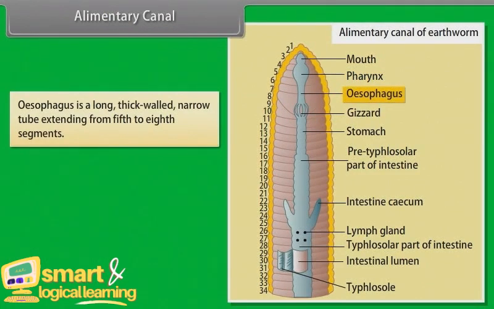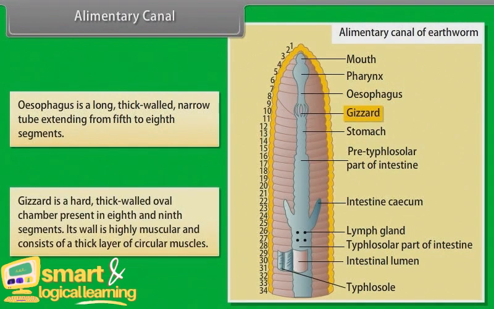Oesophagus is a long, thick-walled, narrow tube extending from the fifth to eighth segment. Gizzard is a hard, thick-walled, oval chamber present in the eighth and ninth segments. Its wall is highly muscular and consists of a thick layer of circular muscles.